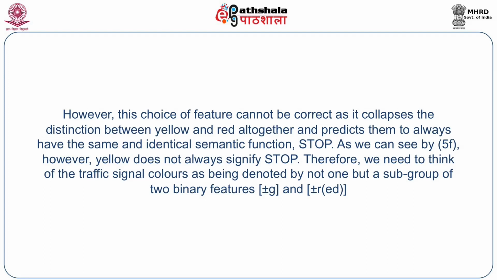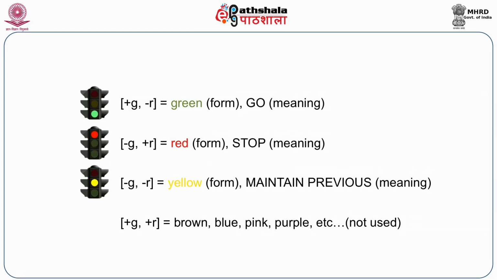So let's make a feature geometry. That is, we think of the traffic signal colors as being denoted by not one but a subgroup of two binary features. Let's take these two features to be plus minus green and plus minus red. This yields the following meanings. When a light is plus green minus red, that means it is green in form and its meaning is go. When a feature is minus green plus red, it is red in form and its meaning is stop.